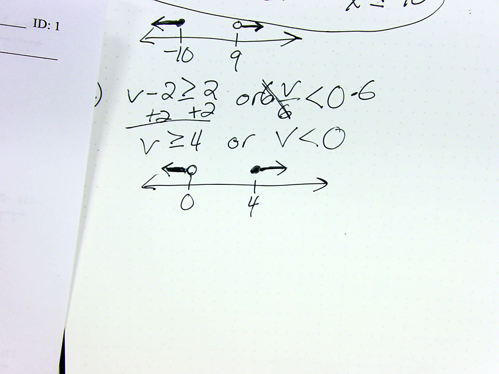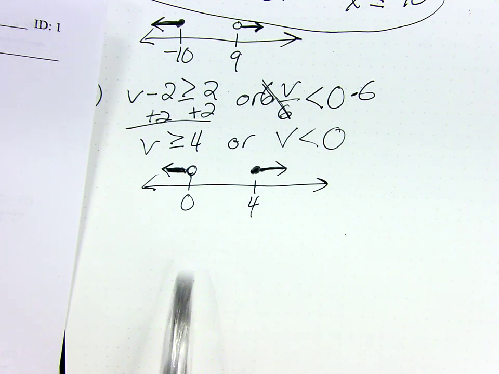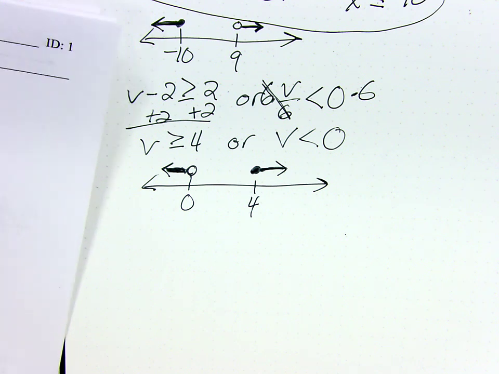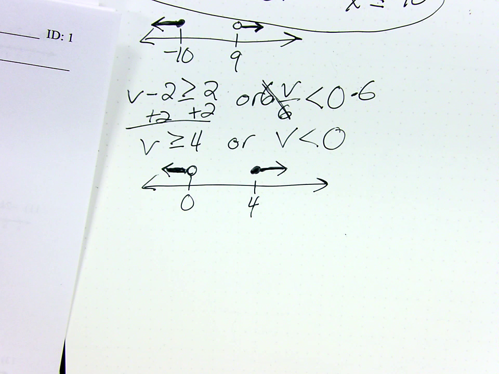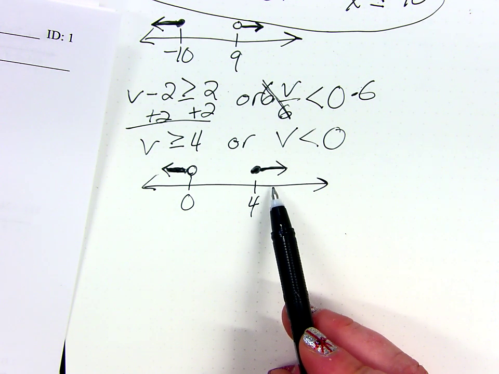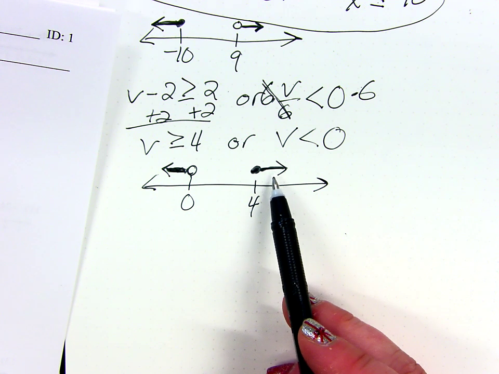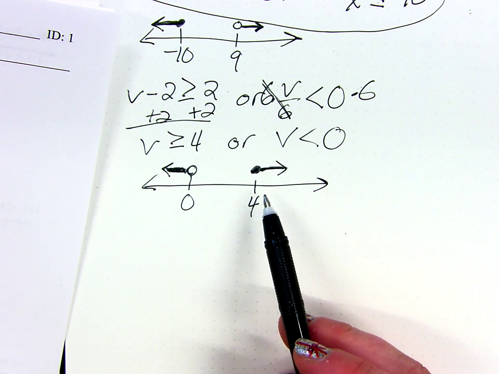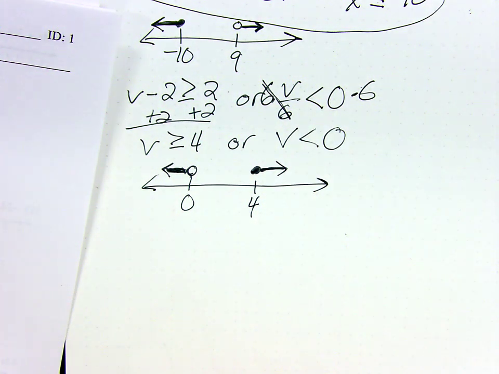If you wanted to check your answer, give me a number that I could plug back in. According to this graph, what should I be able to plug back in? Is 2 a number that I have shaded over? No. 5. 5 would be a number that would be shaded over, right? Because it'd be over here. So 5 should work. Is 5 going to work in both of them, this and this?